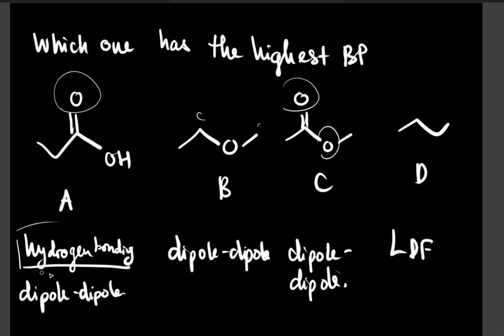So only one molecule has the strongest type of bonding among these, which is hydrogen bonding. So we need to choose A for this question. A is going to have the highest boiling point because the intermolecular forces between the molecules would be the largest due to the hydrogen bonding.